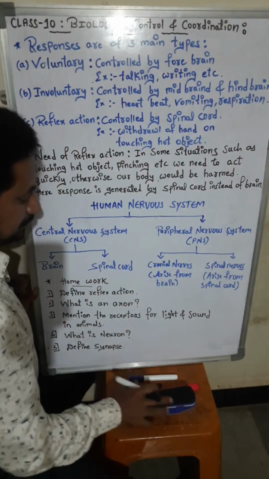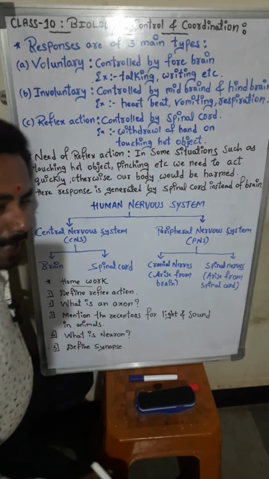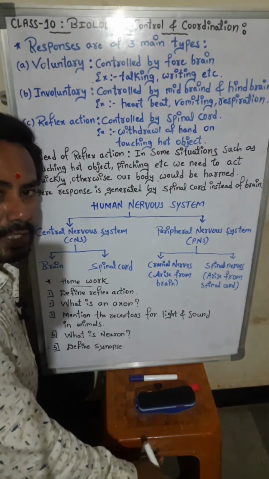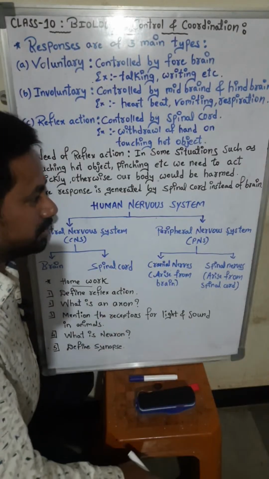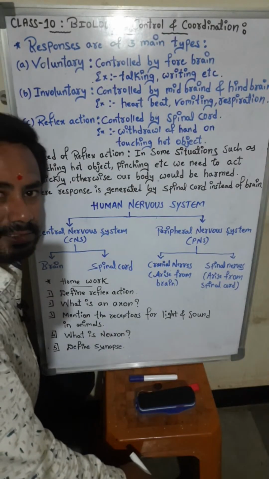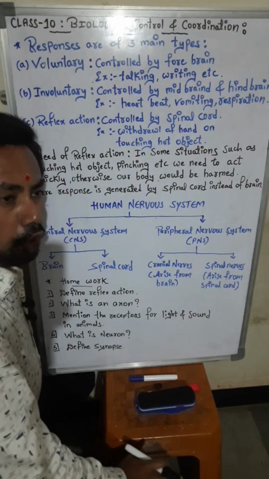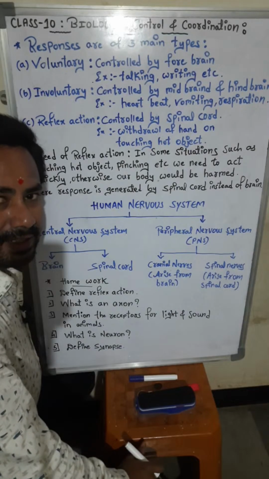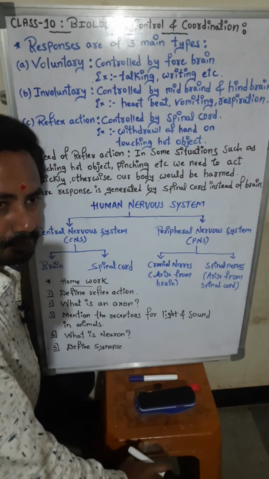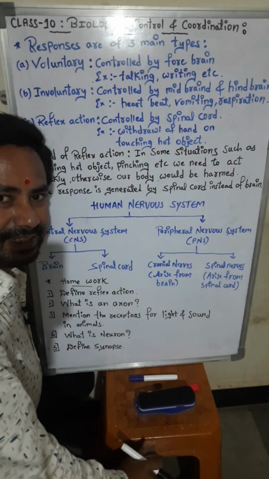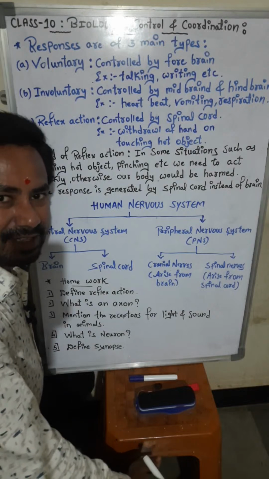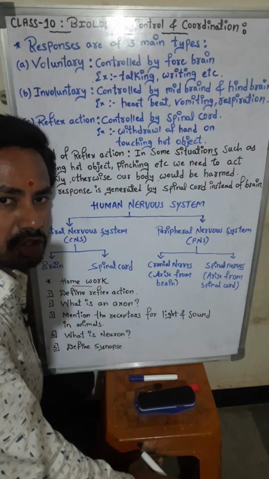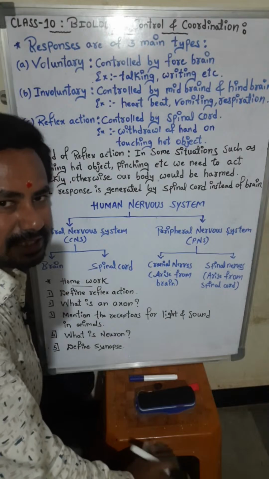So students, in control and coordination, as already we have started the chapter, I just want to give you a quick recap, revise. We have started the topic receptors. Receptors receive, and neurons will work here. What is a neuron? The structural and functional unit of the nervous system.